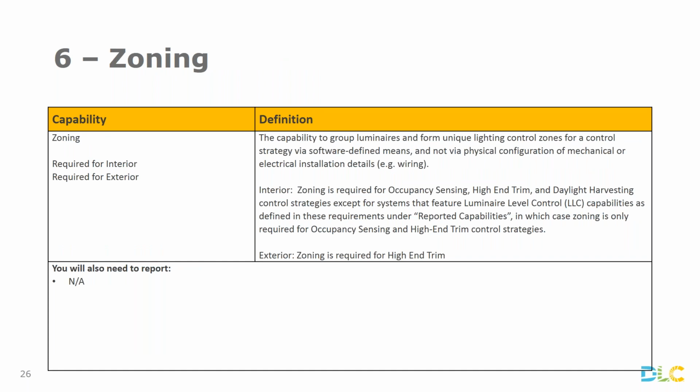Next capability is zoning. You can think of this as programmable zoning, which is the capability to group your luminaires and form lighting control zones for a control strategy by software-defined means. So actually programming what the groups are, what the zones are, and not doing that by which luminaires are connected to a particular 0 to 10 volt branch, or which ones are connected together on a power circuit.